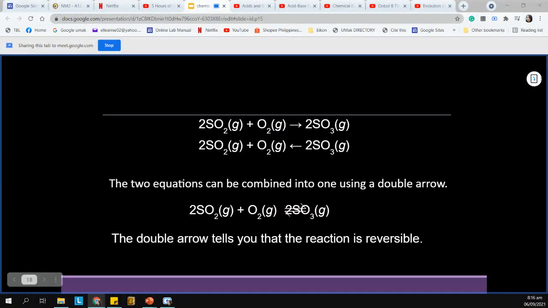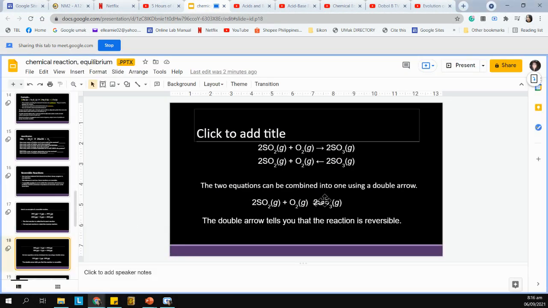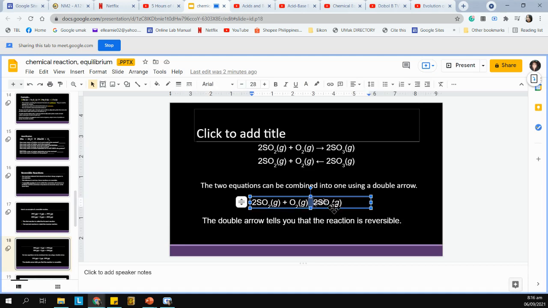Now, if we're going to combine these two, oh my gosh, wait guys, why are you there? This one is stuck, that's why. There.